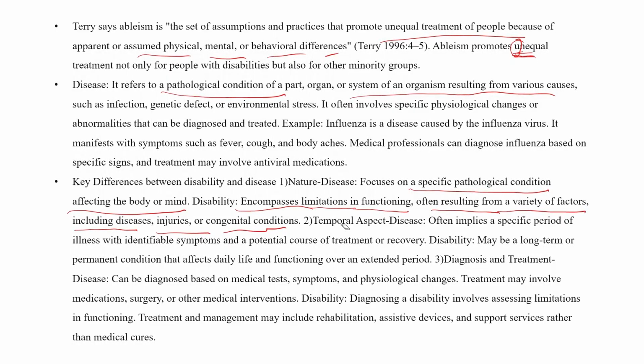Look at the second difference, the temporal aspect. Disease often implies a specific period of illness with identifiable symptoms and a potential course of treatment or recovery. Disability may be a long-term or permanent condition that affects daily life and functioning over an extended period. What I mean by this is that when you have a disease, there is a possibility that it can be cured. Today you are suffering from a fever, you are taking bed rest, you don't attend college, you cannot go to certain shops, you cannot party with your friends. This is because you are having a fever.